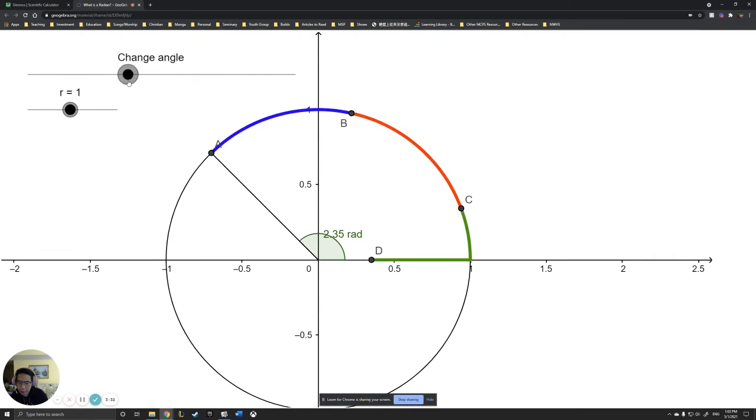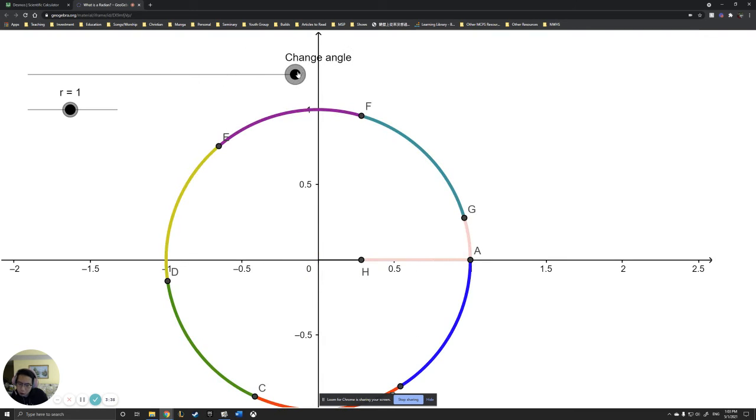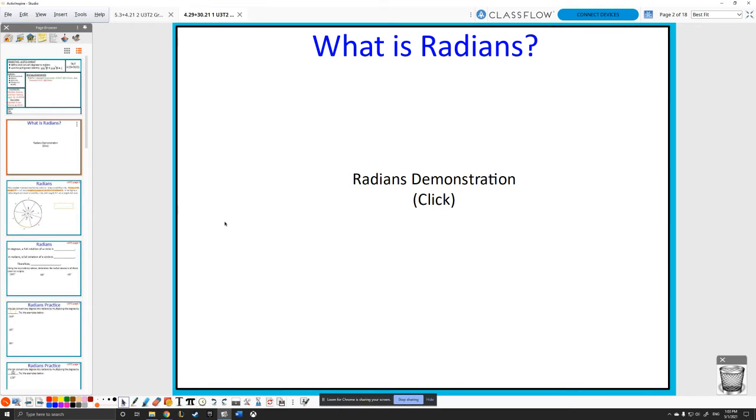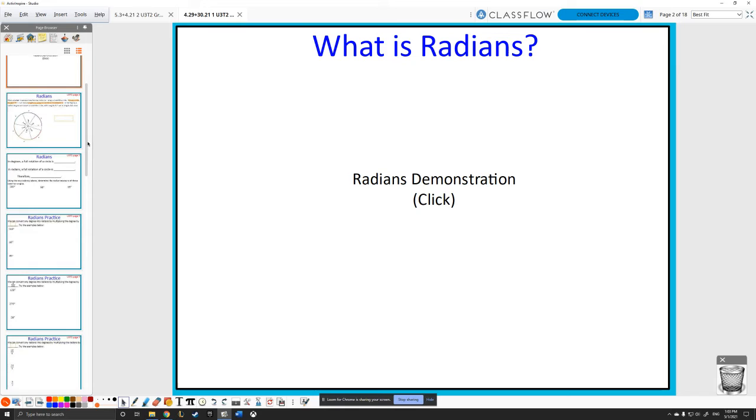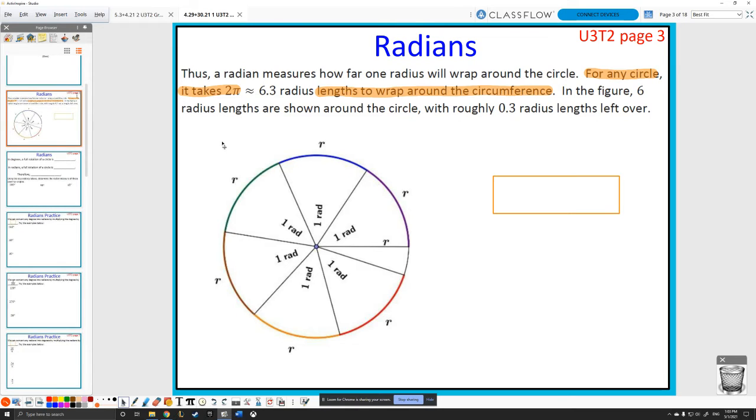And since it goes out, you can see that you can fit about 6.3 or so, which is obviously what 2 pi is. 1, 2, 3, 4, 5, 6, and we have something like a third of this pink line, right? So anyway, that is what a radian is going to be. For any circle, it takes about 2 pi length to wrap around the whole circumference. You can think of it as normalizing the circumference, essentially, so that you can fit 6.3-ish radius lengths on there.